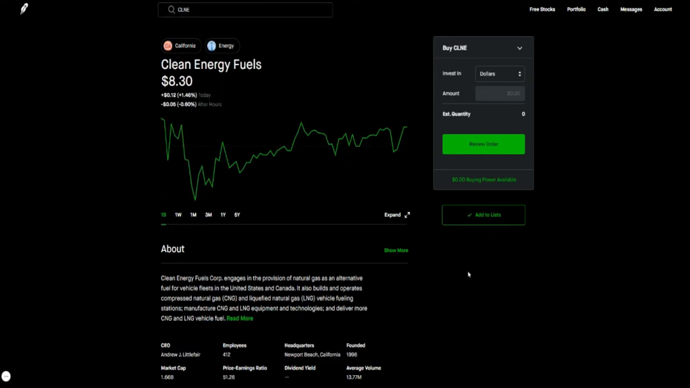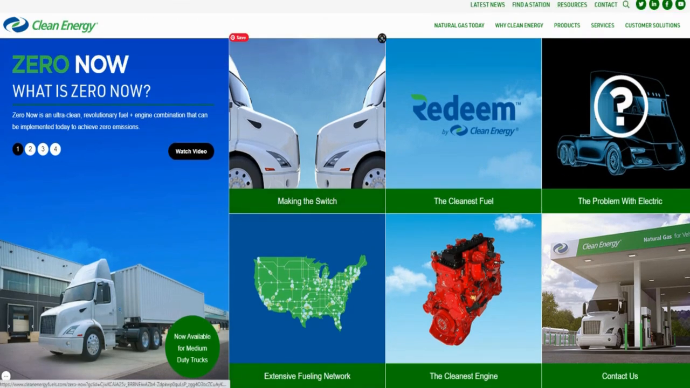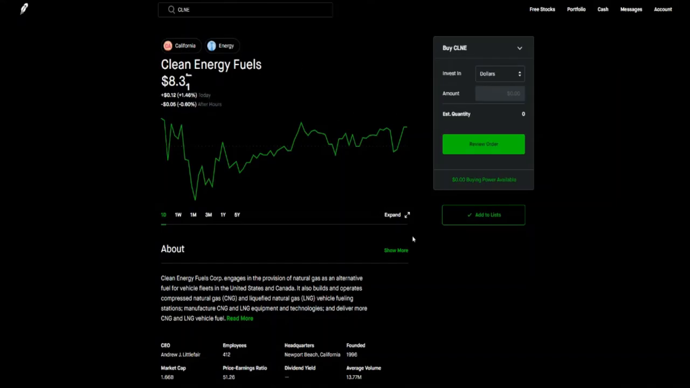The next one is Clean Energy Fuels. This one is involved in providing clean natural gas for different companies here in the United States and in Canada, and I do like this one. We know that with electric vehicles, there's going to be a combination. We have natural gas that is clean, not 100% clean, but better than direct gasoline. So this is a company that has some huge potential and has recently been making some moves.